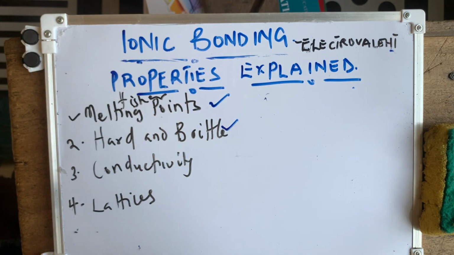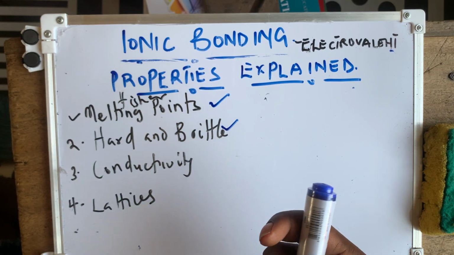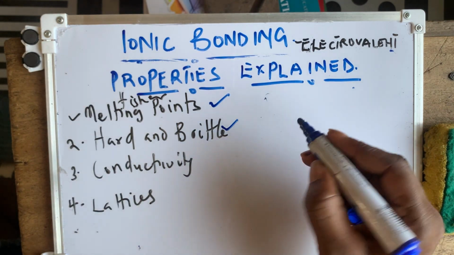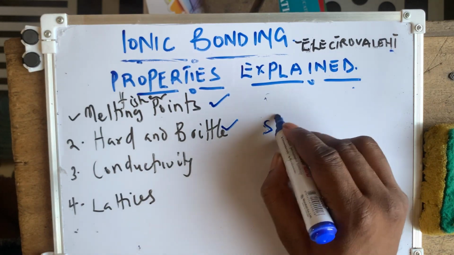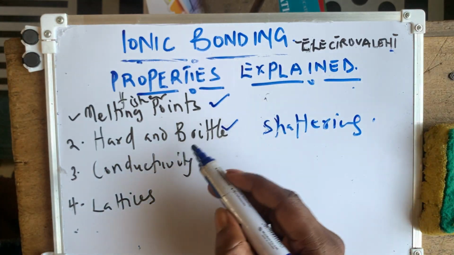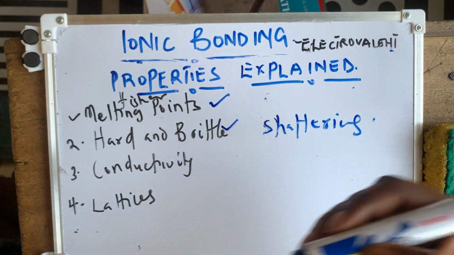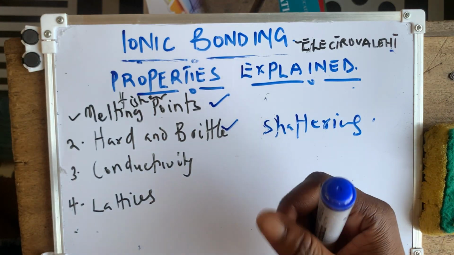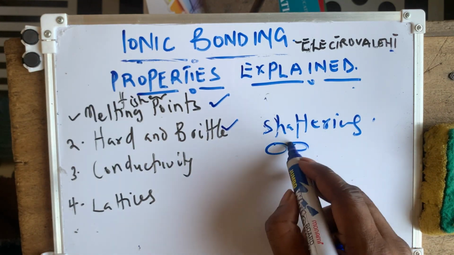But they are brittle. Why? Because it takes a larger amount of mechanical force, such as striking a crystal with a hammer, before you can shatter it. That is the principle of shattering. Do you get it? For ionic compounds, it will take a very large amount of mechanical force before you can force one layer.